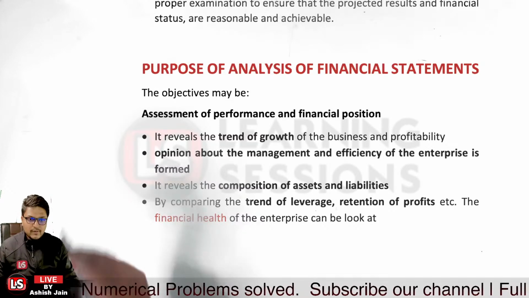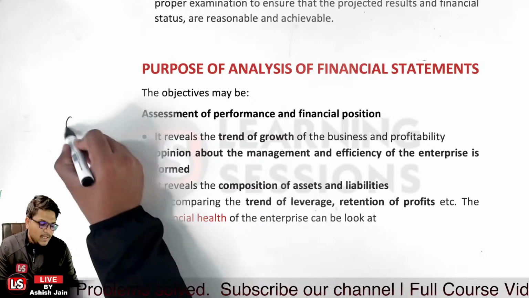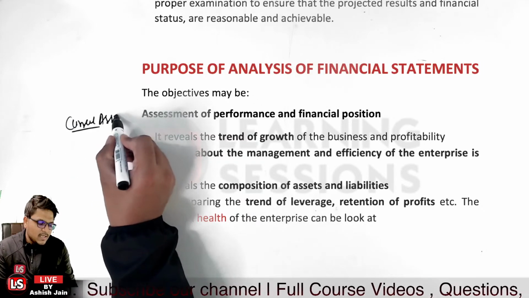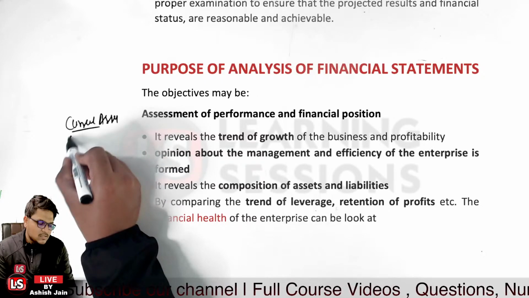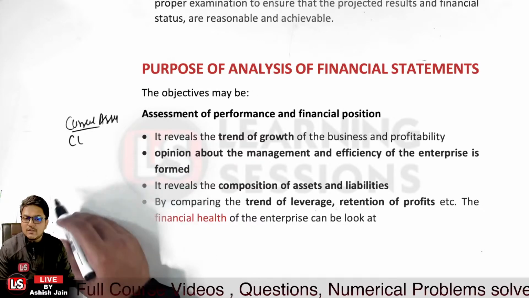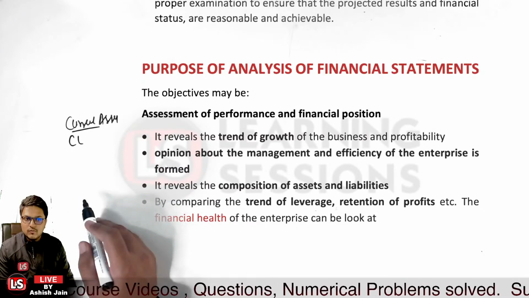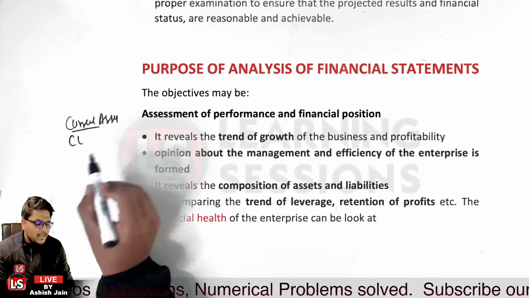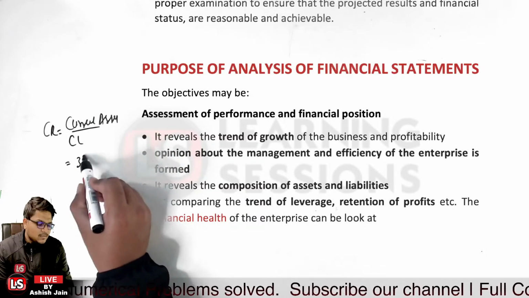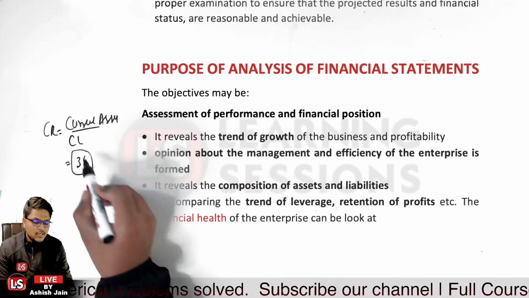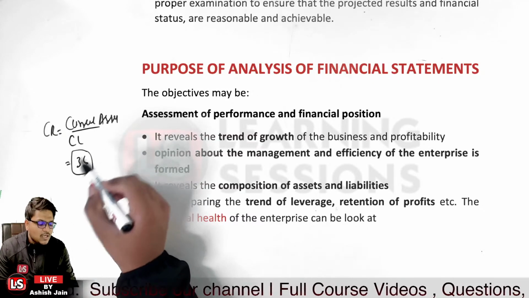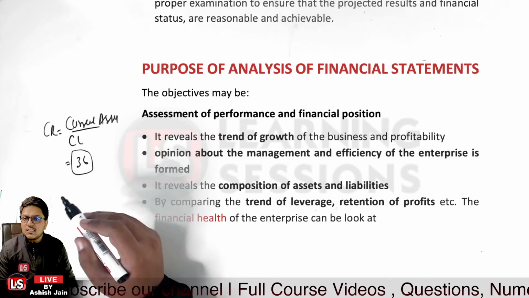So the current ratio is a ratio of the current assets divided by the current liabilities. Now current liabilities are those which are to be paid in the next 12 months, and current assets are those which will be realized in the near 12 months. That is basically current assets and current liabilities. If the current ratio, that is current assets divided by current liabilities, is 36, that is too high actually. What does it indicate? It indicates that the management is not able to manage the assets properly.